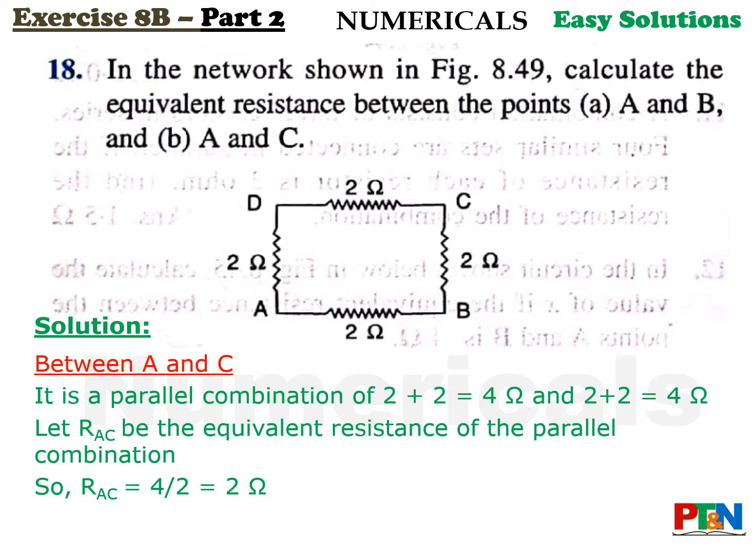Now between A and C, look at the diagram. You have two paths. One is ADC, another is ABC. In both the paths, the resistance is 2 ohm plus 2 ohm, that is 4 ohm. So it is basically a parallel combination of two 4 ohm resistors. That will give you 4 by 2, that is 2 ohm. So RAC is 2 ohm.